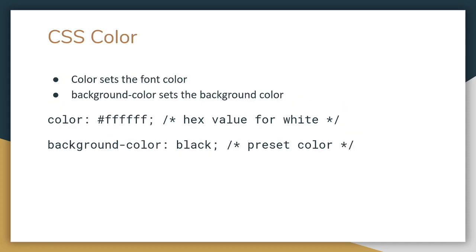CSS color. So color sets the font color, and then background color sets the background color. In this case, we can see the color is the pound FF, which is the hex value for white, and the background color is black. CSS has some preset colors, but not everything is preset, so you can use hex values. You could also use RGB values. I'm not going to go over that because it can be a lot more complicated. But CSS has a lot more options.